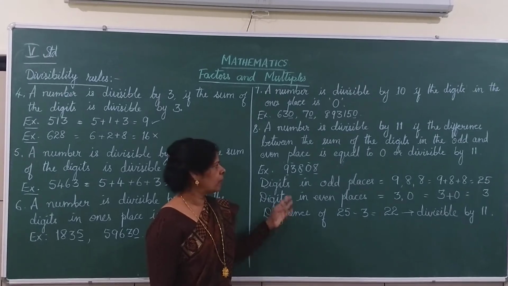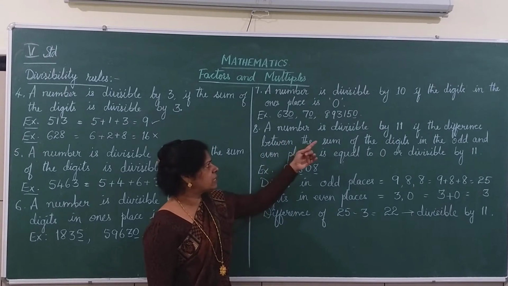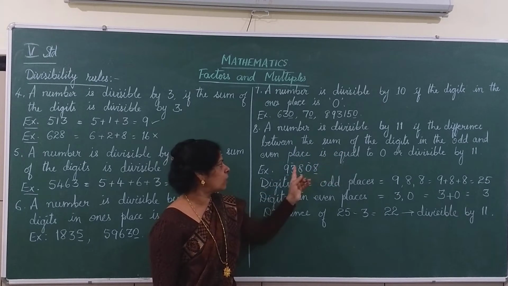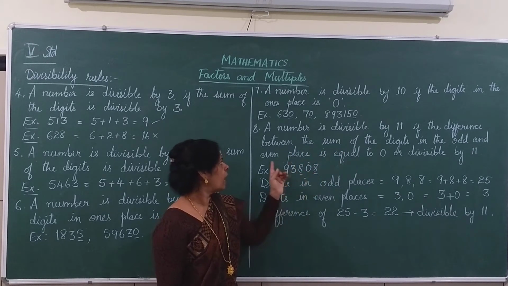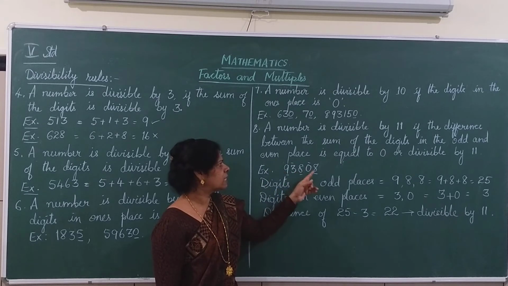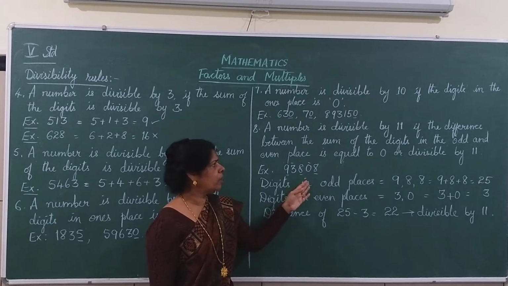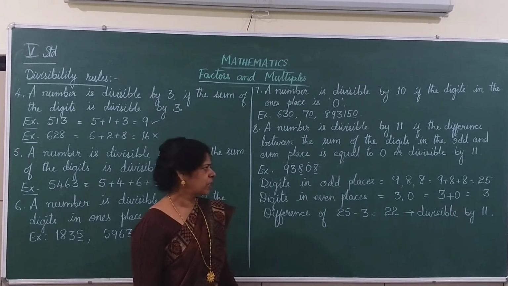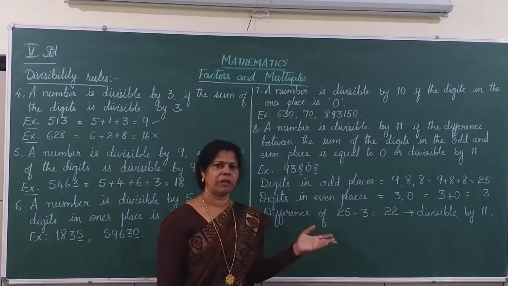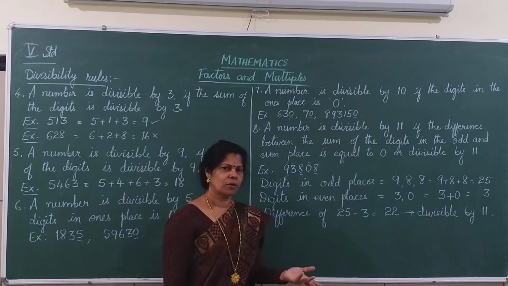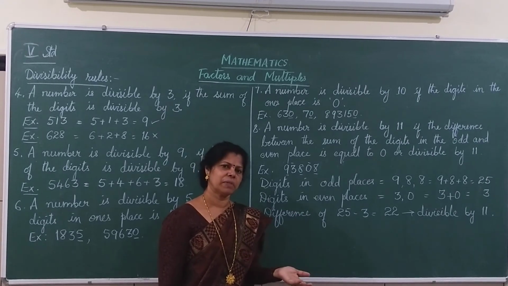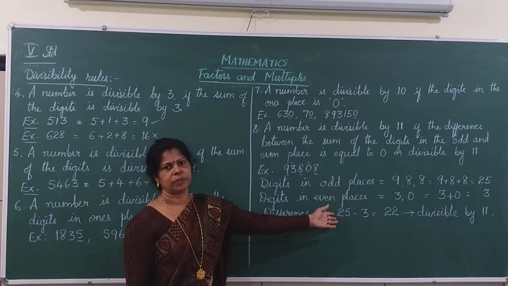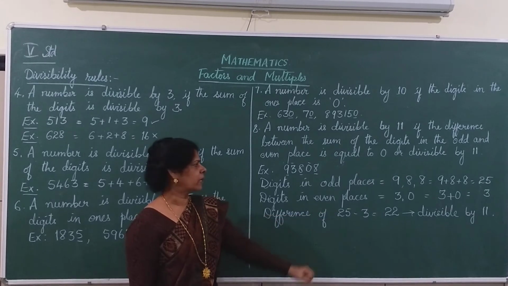This is the rule you have to follow for division by 11. You understood? Once again I will explain. A number is divisible by 11 if the difference between the sum of the digits in the odd places and even places is equal to 0 or it is divisible by 11. Supposing it comes as 11 minus 11, it becomes 0. 0 divided by anything becomes 0 only, right? So this is how you can find out. Did you understand? Okay.